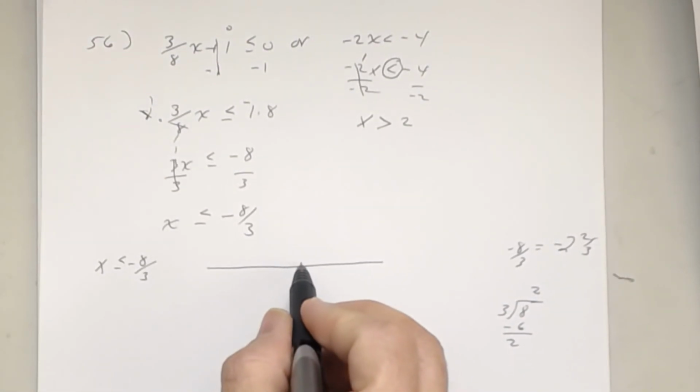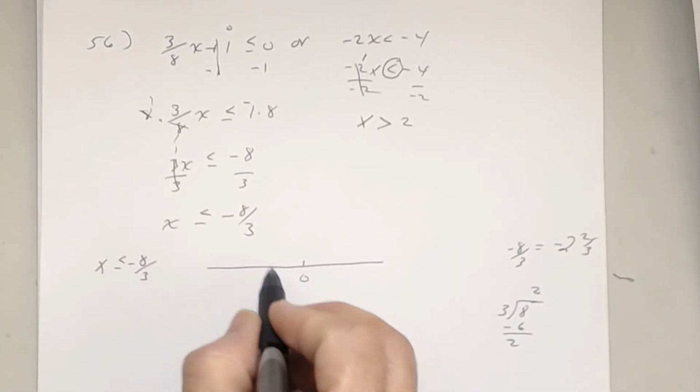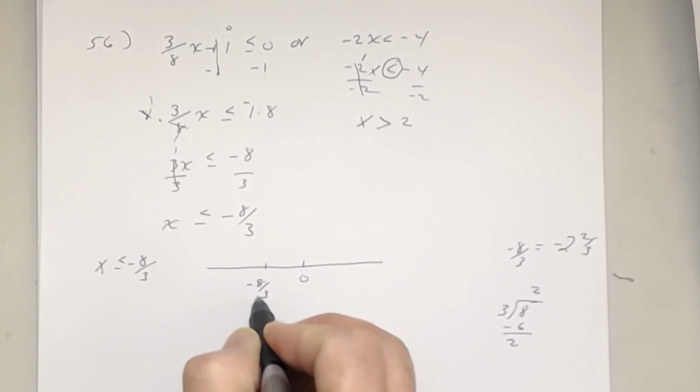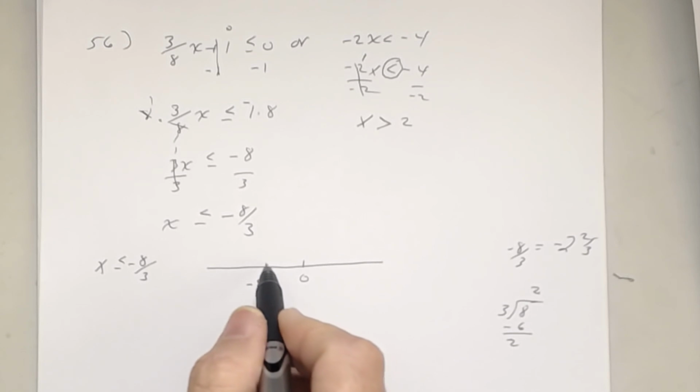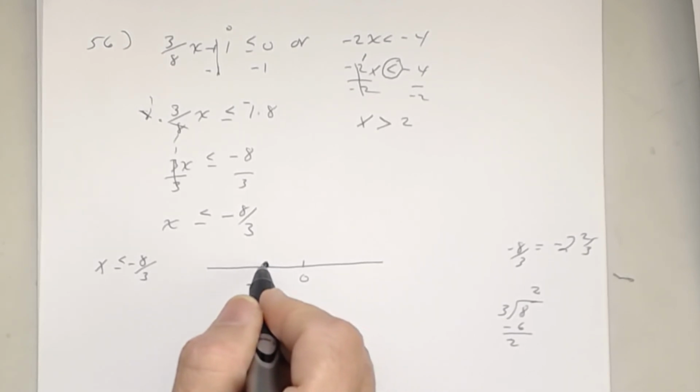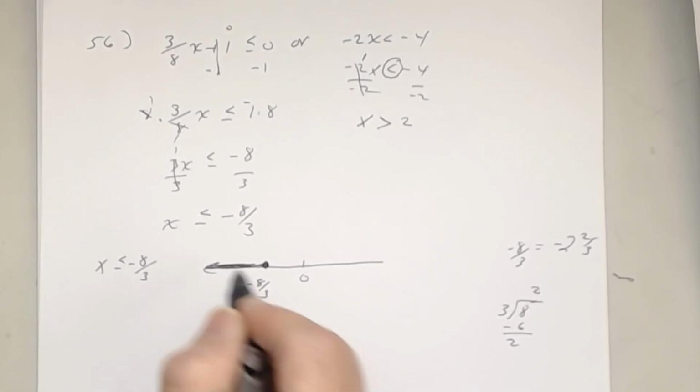All right, so here's 0. So negative 8/3 will be on this side, right? Where do I put negative 8/3? Closed circle, going which way? To the left.